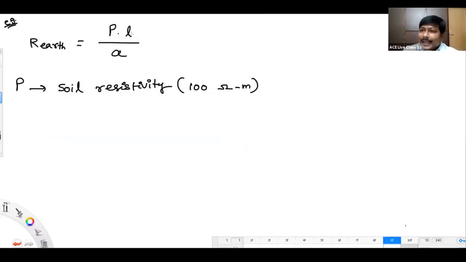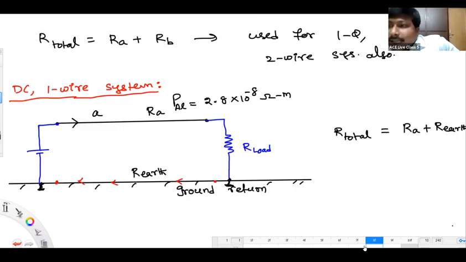Next, what is A? A is the area of cross section, measured perpendicular to the direction of the current. For example, current is flowing on the surface of ground, something like this. So we should measure the area perpendicular to this, which means in the downward direction.